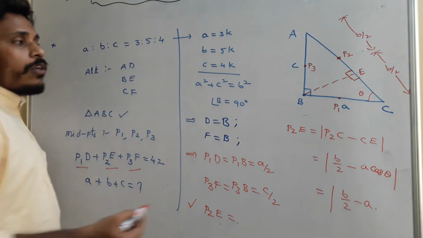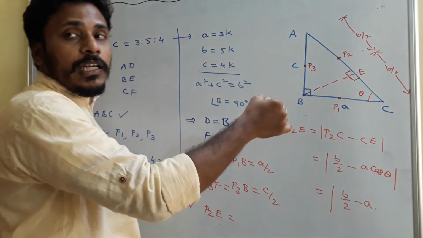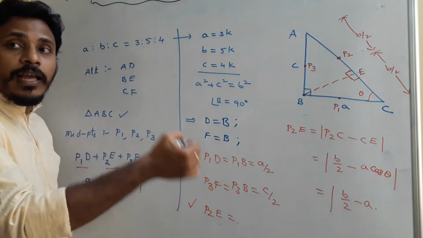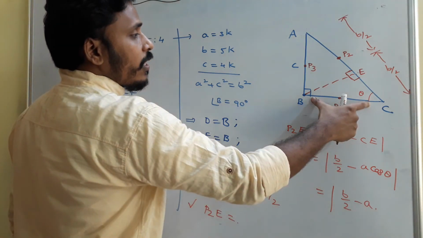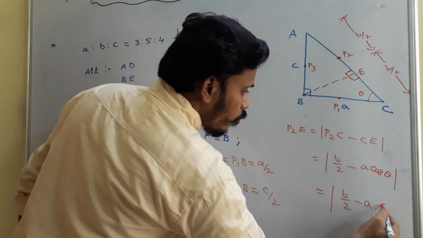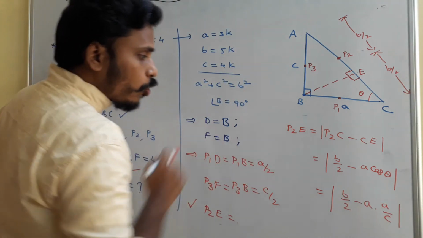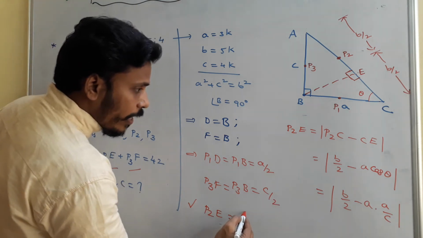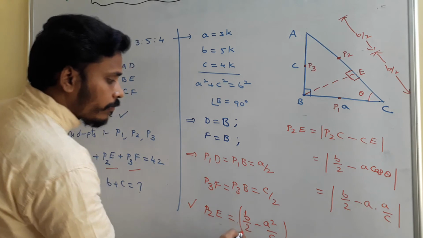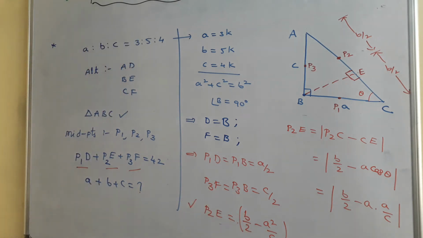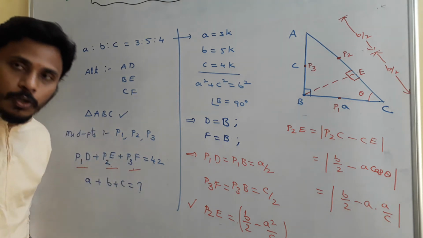Now again use that cos theta for the total triangle. If you use cos theta for the total triangle, cos theta is adjacent side by hypotenuse. For this theta, this is A and the total thing is C. So you may take it like A by C. So at the end, this P2E is nothing but this value. What is that value? B by 2 minus A square by C. That is P2E.